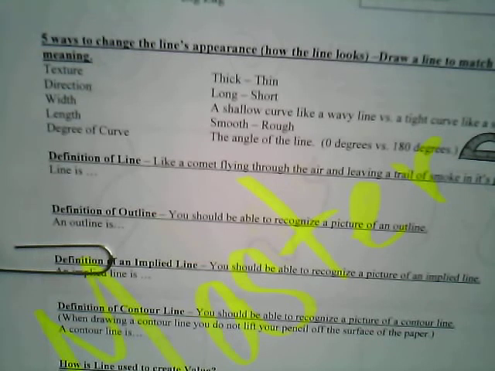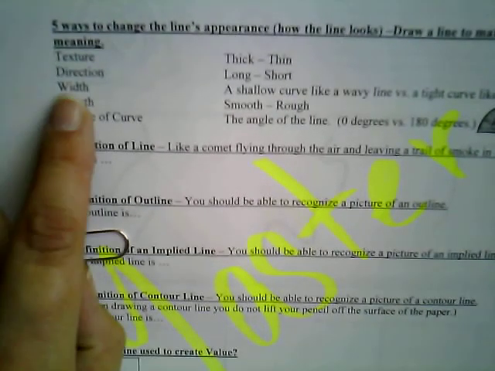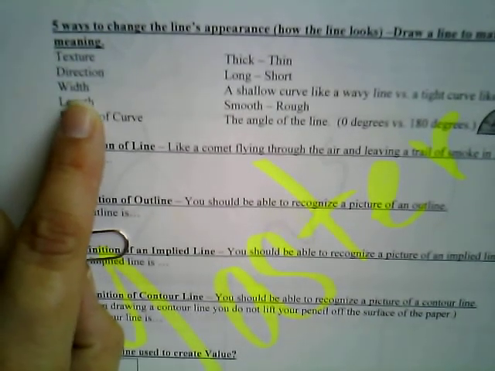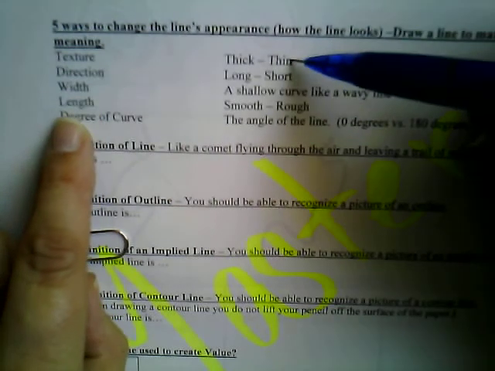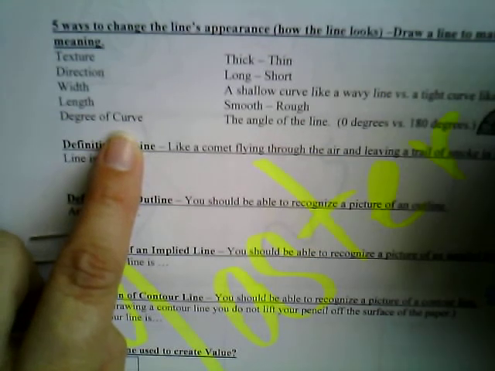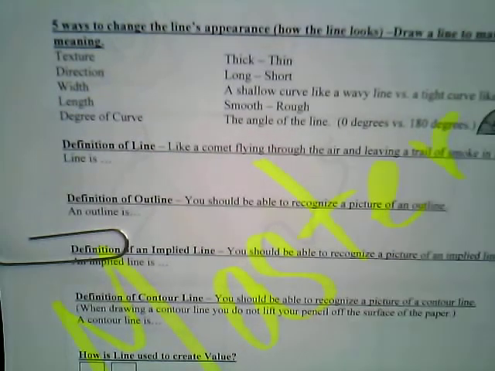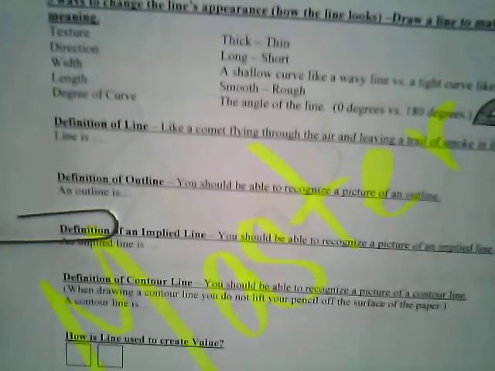What about width? Alondra, can you tell me which one width is referring to? Thick or thin. What about length? Sarah? Long and short. And then degree of curve. Michael? What is degree of curve? Like a wavy line versus a tight curve, like a spiral. Yes. So you guys, did anybody have trouble with these? Did everybody get them right?